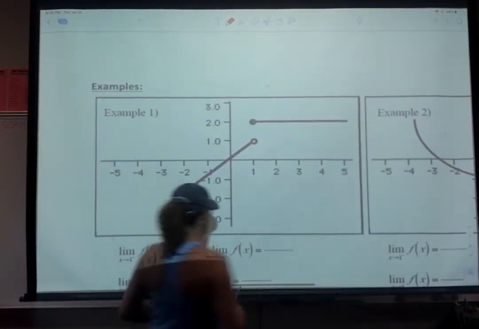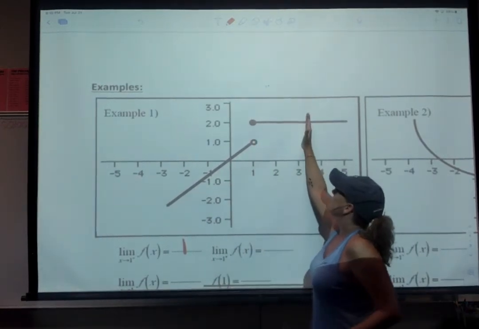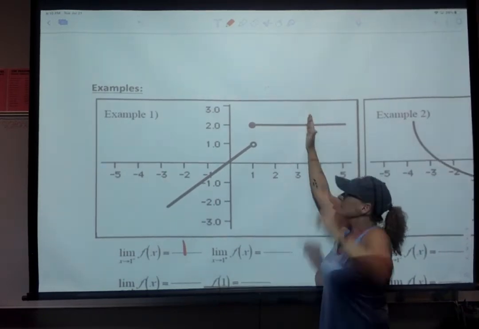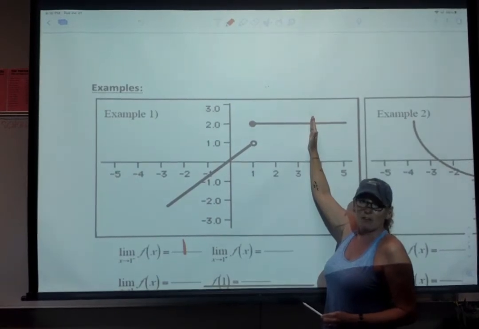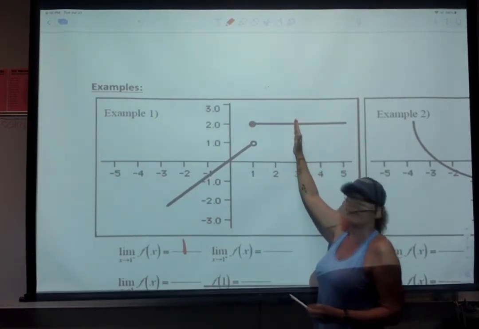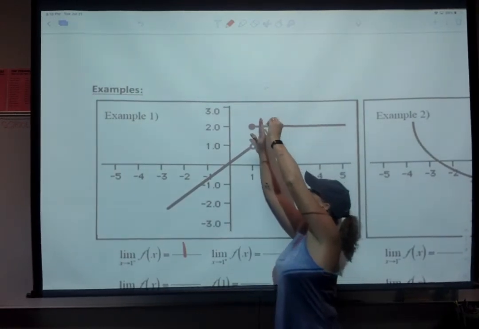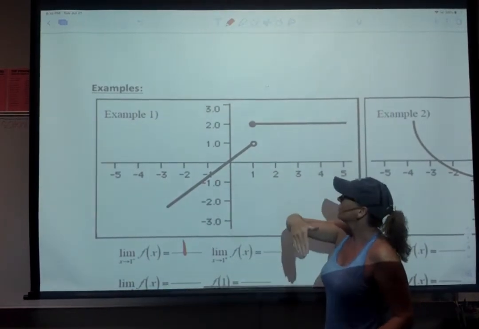Now let's do from the right. As x approaches 1 from the right, so here's 1, jump to the right of it, find your function, the function's up here, all right? As I move back toward 1, what's happening to my y values? Where are my y values headed? Well, they stay the same, stay the same, stay the same. They are headed toward 2.